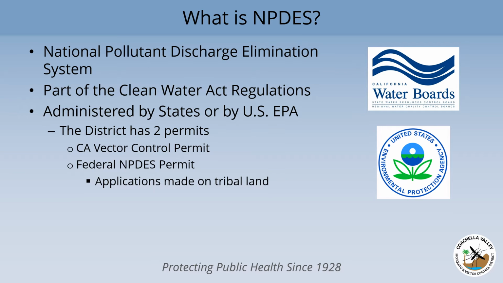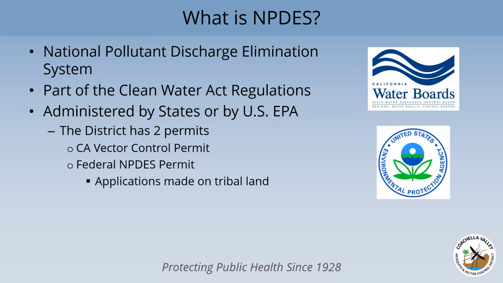So NPDES is a bunch of letters, but it stands for the National Pollutant Discharge Elimination System Program. And this is all part of the Clean Water Act regulations. So it can be administered by both a state or by the US EPA. And that's important to us in that we actually have two NPDES permits here at the district. We have one permit that covers the work that we're doing on California land.